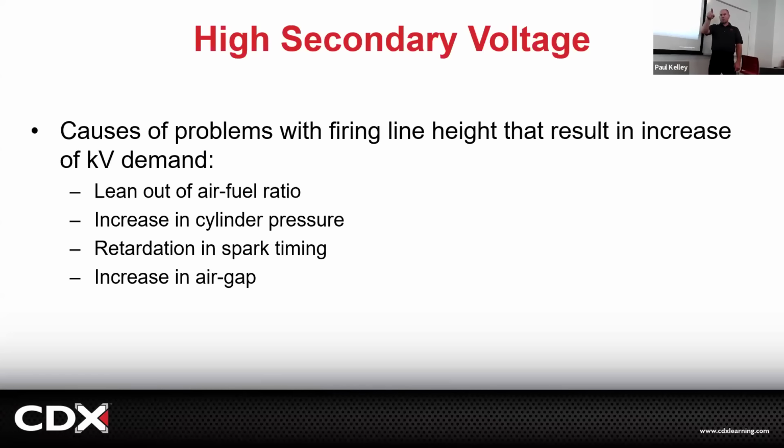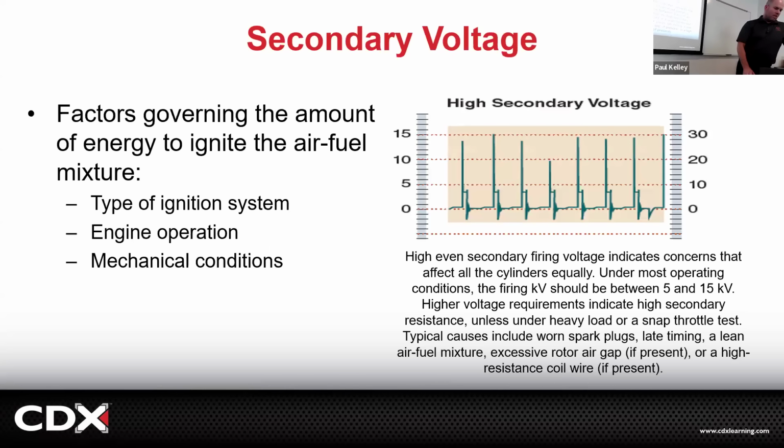All of them, bingo. All of them would be affected, right? So this one we could be like, yeah, this could be the case, but it's only affecting 1 cylinder, so that one's out. An increase in the air gap, yeah, that could be the case, right? All these would cause the high secondary voltage, high firing line. All right, pretty cool. And then again, even the type of ignition system and engine operation, mechanical, we can't give a specific number because again, it depends on the system, right?